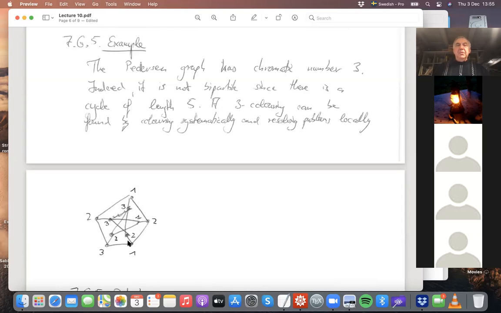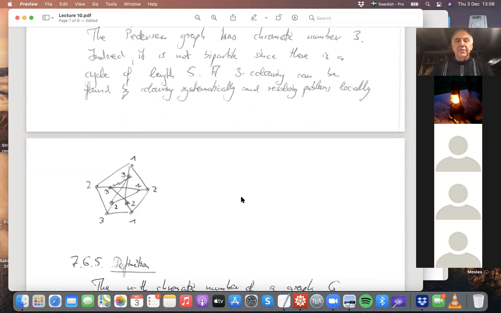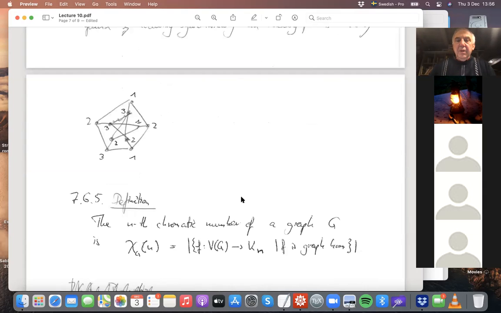Why is that? Well, first of all, we can see that it cannot be 2. Why? Well, because it's not a bipartite graph. In a bipartite graph, all cycles have to be of even length. And here we see a cycle of length 5, so it cannot be a bipartite graph. And we can obtain its 3-coloring as shown on this picture. Yes, so this is an explicit 3-coloring of the Petersen graph.